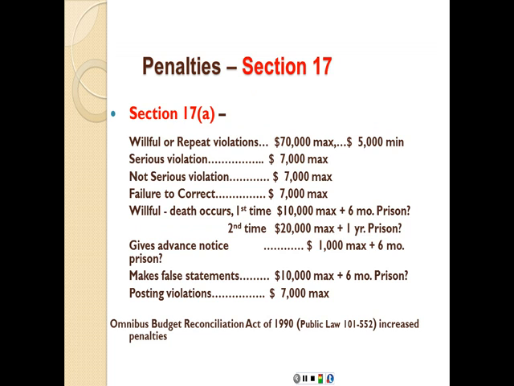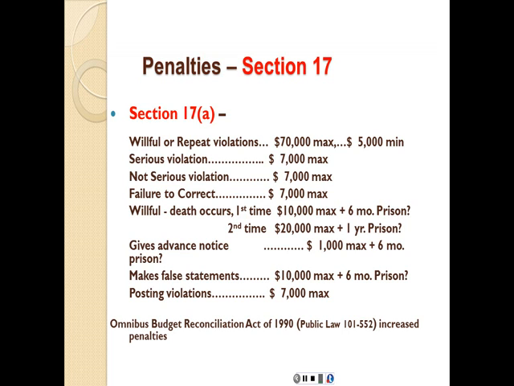Now, the final thing is penalties. Under Section 17, and as we're going to learn later on, there are different levels of penalties under the citations. So we have something called a willful or repeat violation. If you have been cited before, and you are cited again for the same citation, now this is a repeat violation. And OSHA is very strict. For each and every citation or person exposed to that hazard, you can be fined a minimum of $5,000 and a maximum of $70,000.